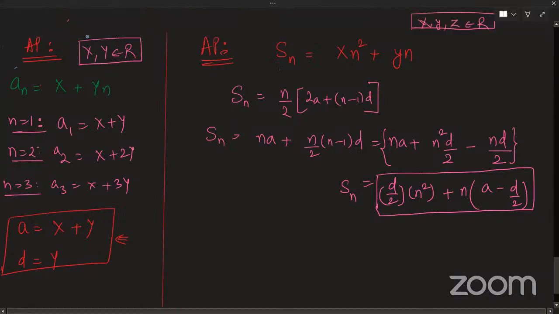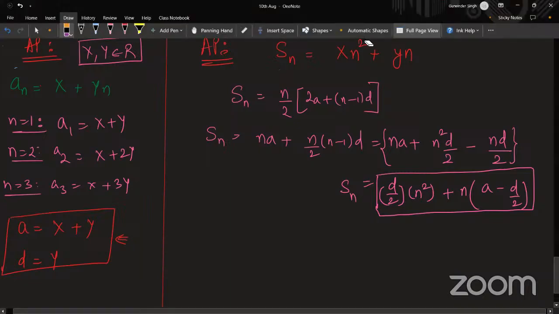There will be no constant term. Whenever I take the sum of an AP up to n terms and write it as a quadratic expression, I will always get it in terms of xn square plus yn. I will never get a third term, I will never get the constant term. You can try it, you can check it also. Correct? Yes, sir. Fine. So can you please compare these two expressions for me? Xn square plus yn, and can you compare this second term for me? If you compare these two, both of them have to be equal, right?